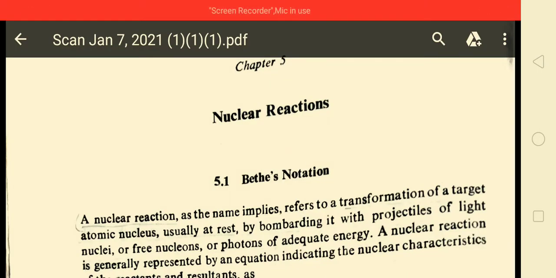Nuclear reactions. In the previous class, we studied the structure of the nucleus. In this session, we are mainly discussing the types of nuclear reactions. Before that, we have to know a notation, a symbol for expressing nuclear reactions, which is known as Bethe's notation.